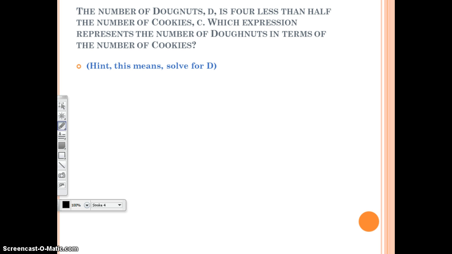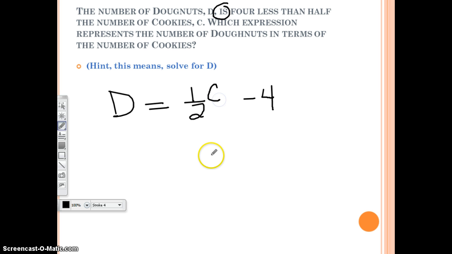Okay, you'll be faced with something like this. A word problem. We need to first state the equation in math. The number of donuts, D, is 4 less, so we're going to subtract 4 from something, than half the number of cookies. So 1/2 times C.